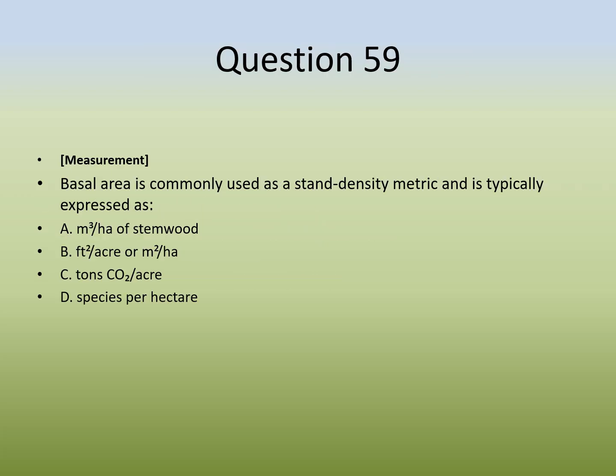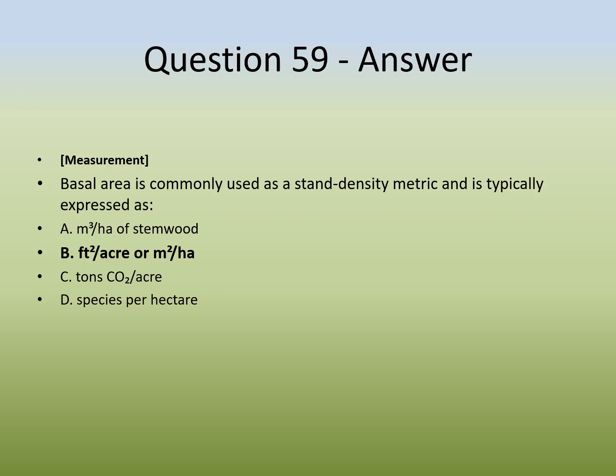Question 59. Basal area is commonly used as a stand density metric and is typically expressed as A. Meters cubed per hectare of stemwood, B. Feet squared per acre or meter squared per hectare, C. Tons of CO2 per acre, or D. Species per hectare. The answer is B. Feet squared per acre or meter squared per hectare.